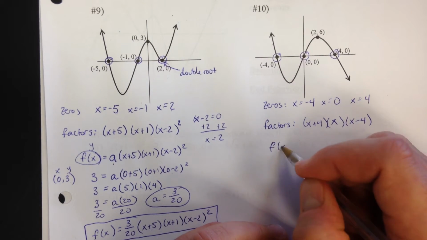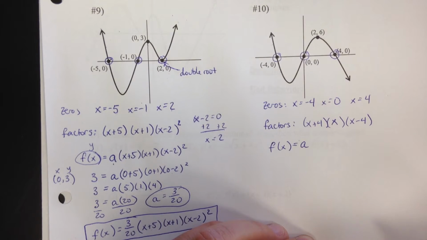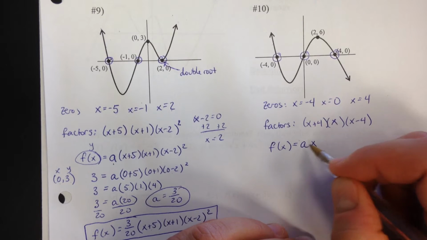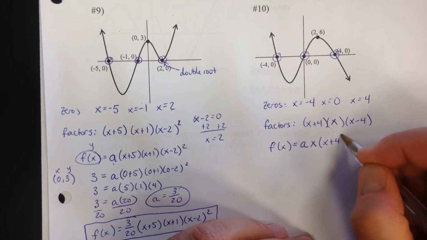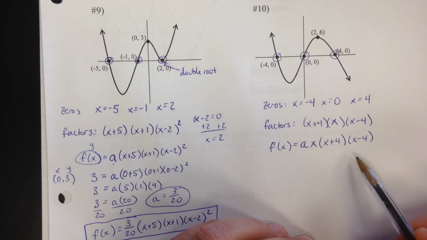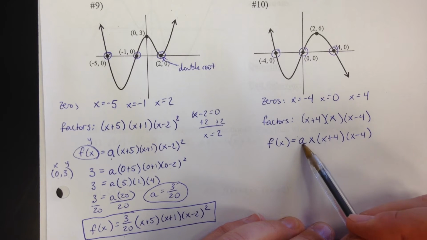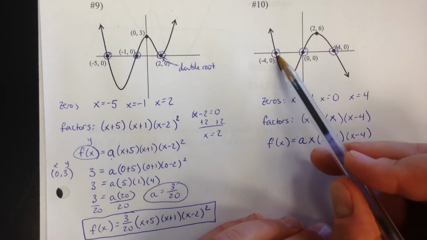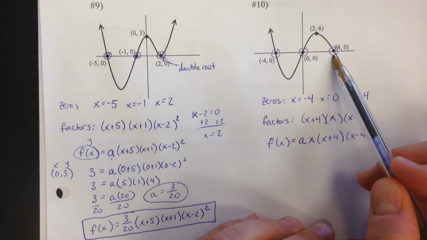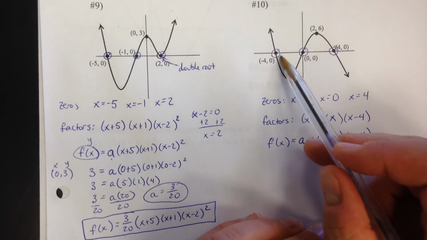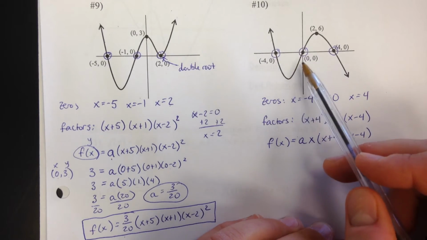So we're working backwards here. So we've got f of x equals a. We're not sure what that is yet, the lead coefficient. I'm going to put the x first. So a times x plus 4 times x minus 4. Okay? Now, here's the thing. To find what a is, I need to use an ordered pair for x and y. I'm not going to use the zeros. If I use 4, 0, the problem is when I plug a 4 in, it's going to make this 0, and then 0 times anything is 0. So don't use the zeros. You have to have a different point on the function.